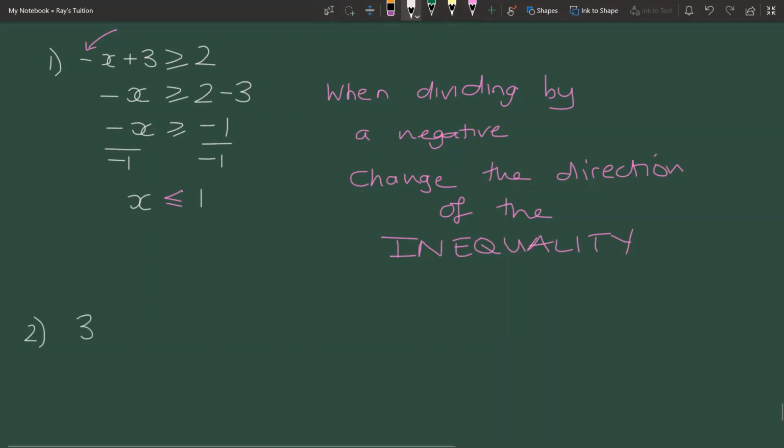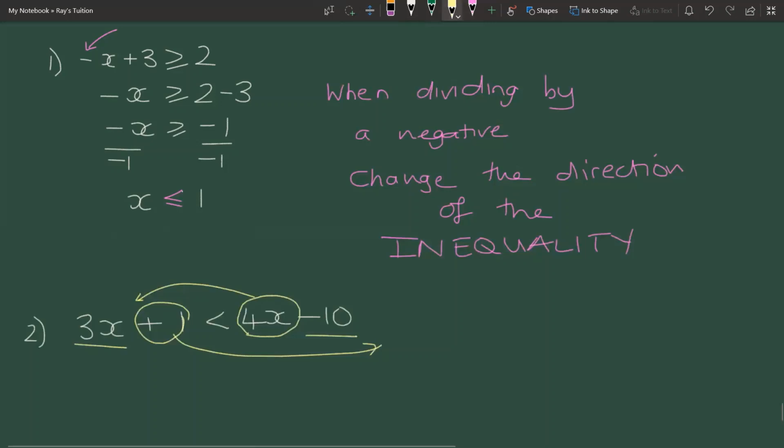So let's have a look at the next one. 3x plus 1 is less than 4x minus 10. So first of all, we would like to get the x's on one side and the numbers on one side. So this is on the right side. So I'm going to take this over, and this -10 I'm going to leave, and the 1 I'm going to take over.